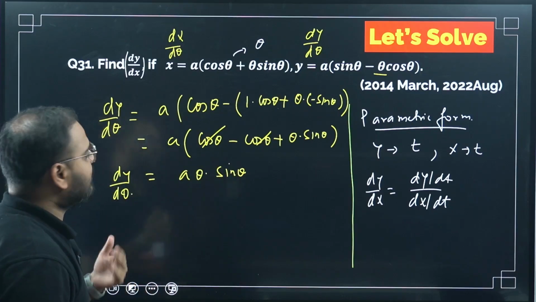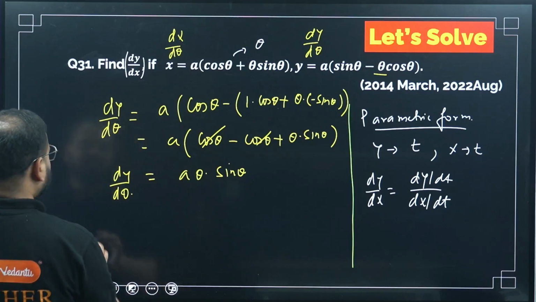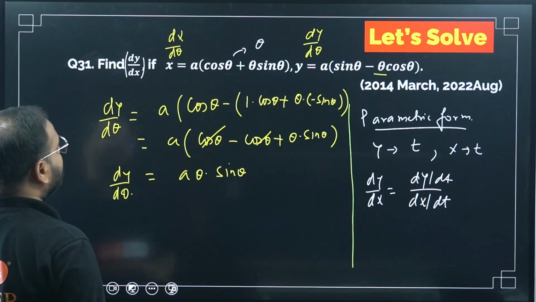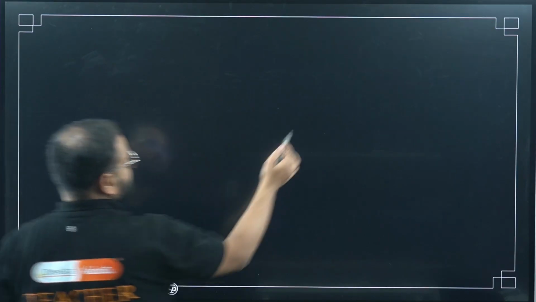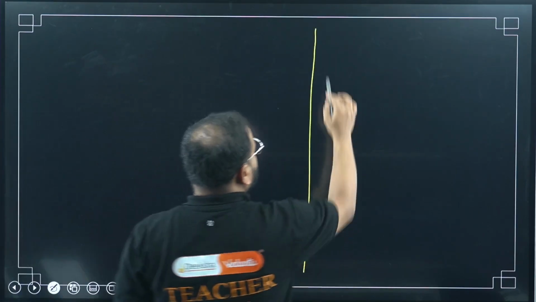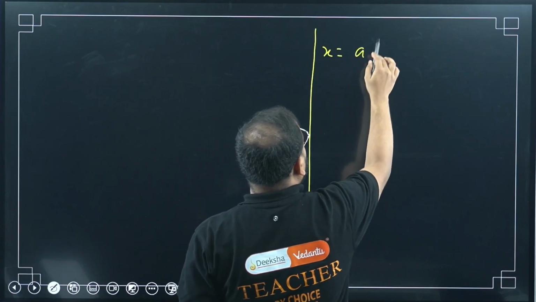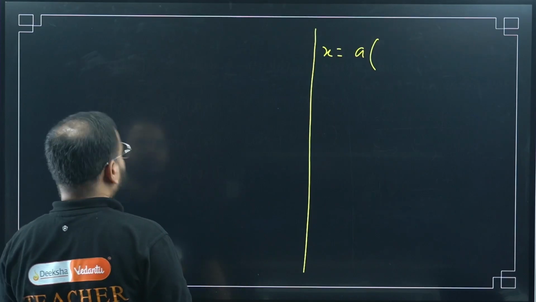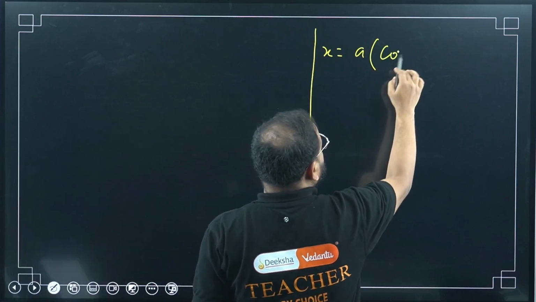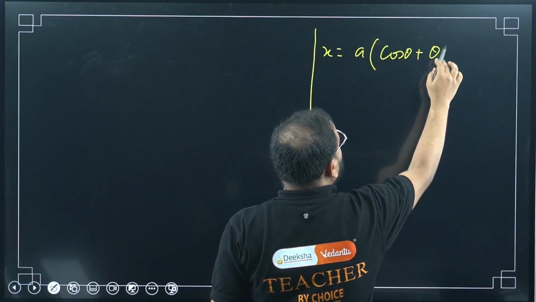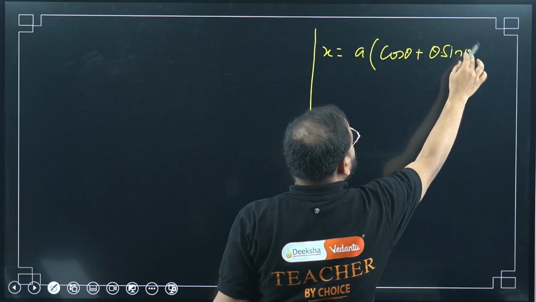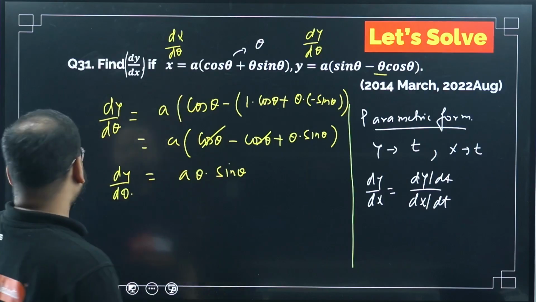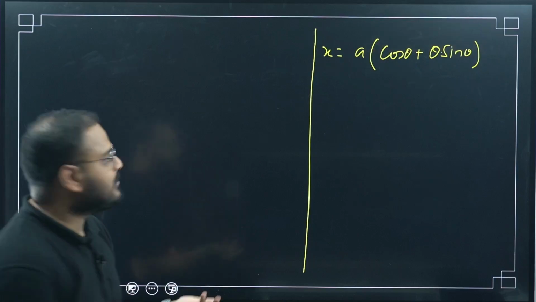Yes or no? Same I'll do for dx by d theta also. Can I do it over here only? Let me do it in the next slide. X is given as a times cos theta plus theta sin theta. Am I right? A cos theta plus theta sin theta for x. Yes, let me simplify it again.